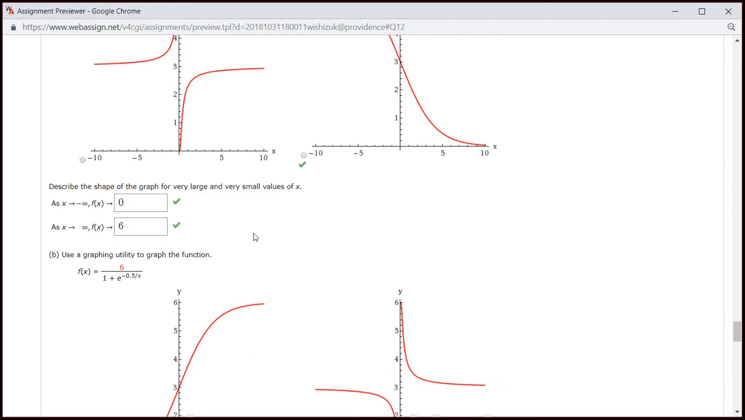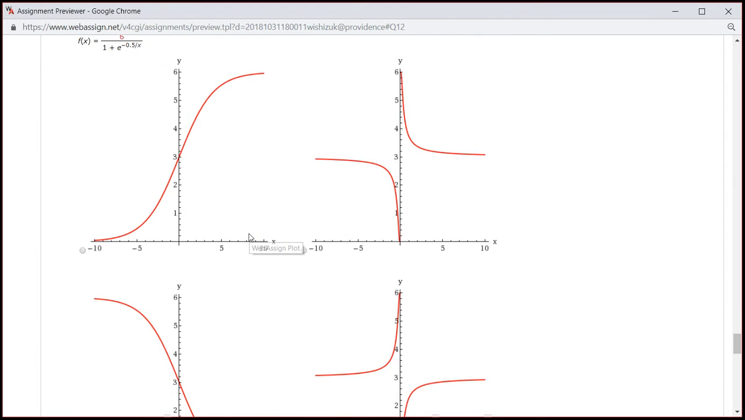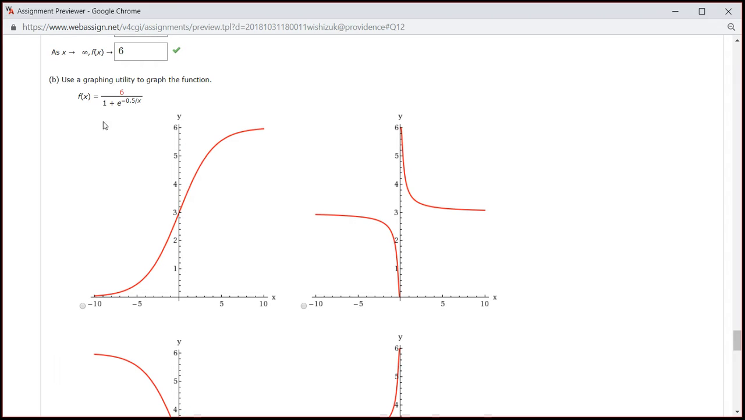All right, let's look at part B. It's a very similar function. The only difference is that instead of a negative 0.5 times x, we have a negative 0.5 over x. So let's see, if x goes to positive infinity, you have a negative 0.5 over a big number, so 0. So it's going to approach e to the 0, which is 1. So it's going to approach 3.